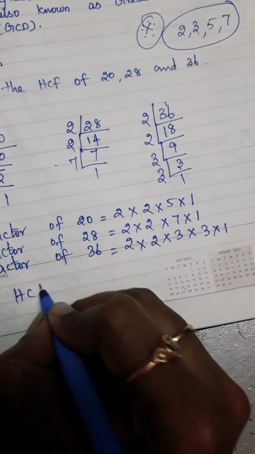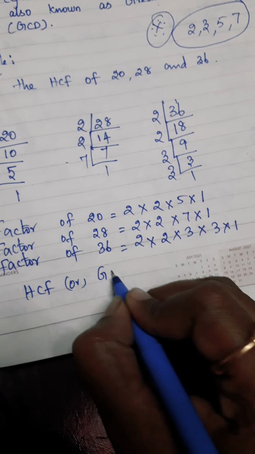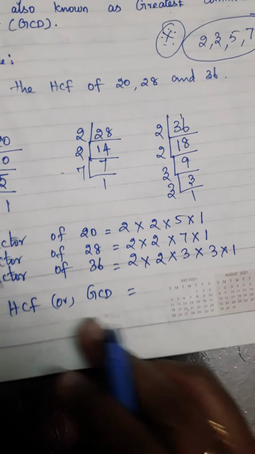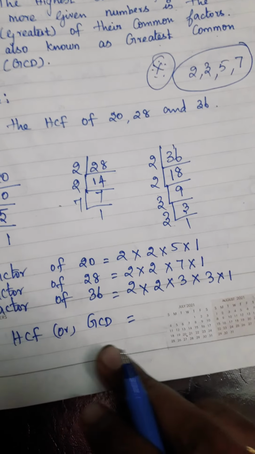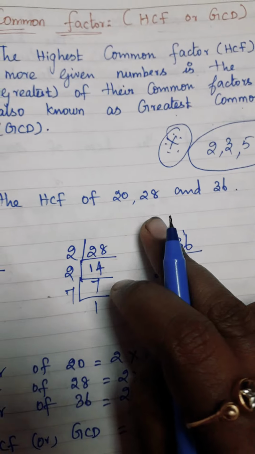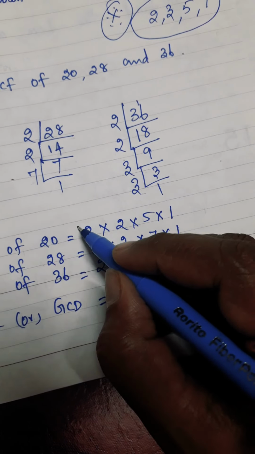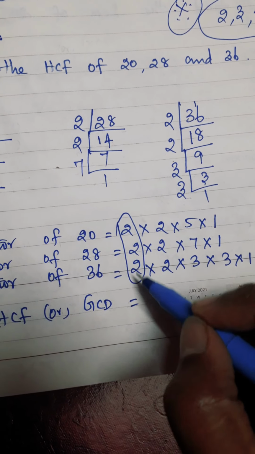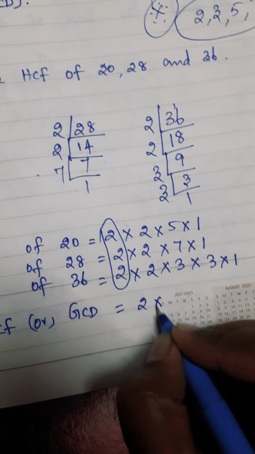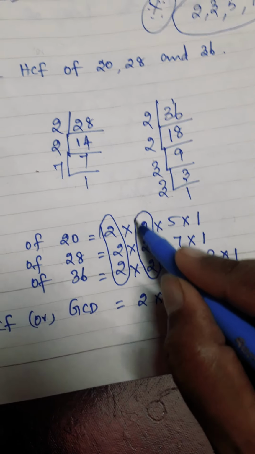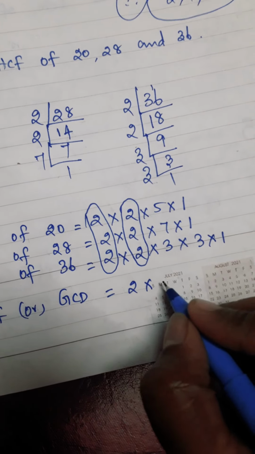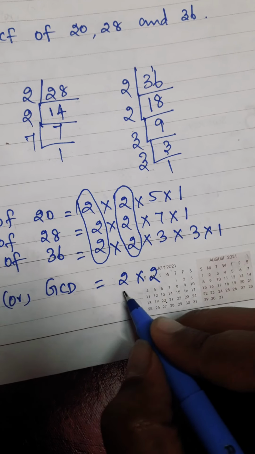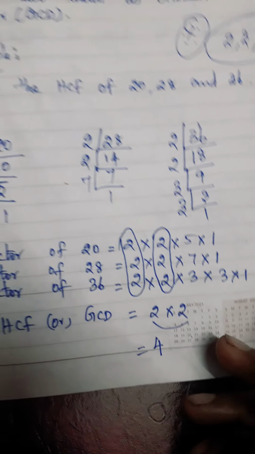At last, HCF or GCD. HCF means highest common factor or greatest common divisor. The greatest common divisor of 20, 28 and 36 is, first select the numbers. This is very important. First select the common numbers. Here 2 is common for these 3 numbers, so write this 2. Then the next 2 is also common for these 3 numbers, so into 2. Hereafter there are no common numbers, so you just leave it. At last 2 twos are 4. This is the final answer.